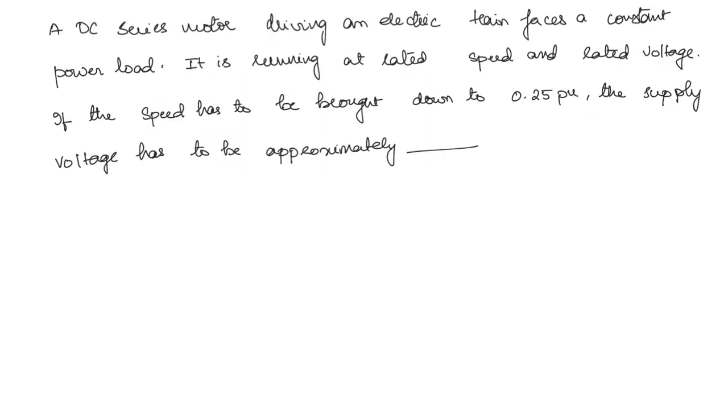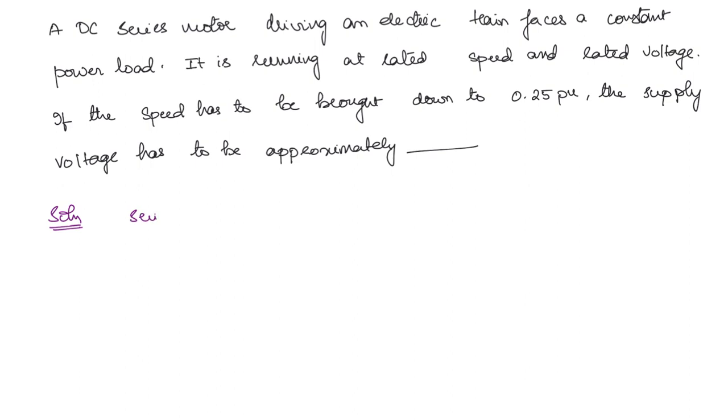The next question we have, a DC series motor driving an electric train faces a constant power load. It is running at rated speed and rated voltage. If the speed has to be brought down to 0.25 per unit, the supply voltage has to be approximately dash. Okay. So how do you solve this? This is in per unit.